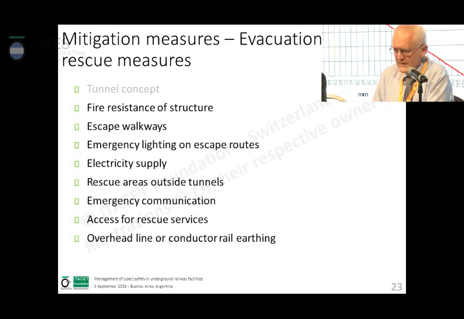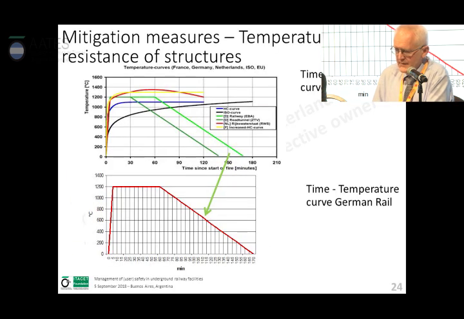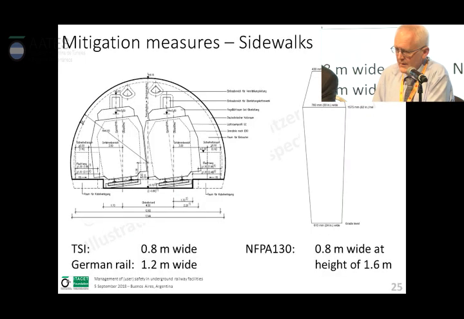I will show now some examples on this. These are different temperature curves, so the structure should be able to resist those thermal loads without major damage. Again, I'm not going into detail about this, but this is for the civil design, for the concrete features, for example, a major aspect of mitigation.